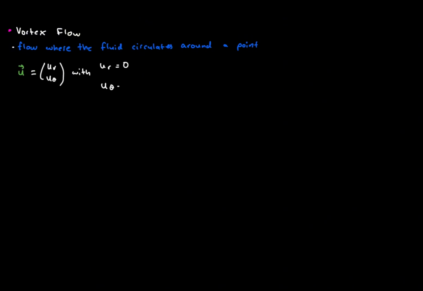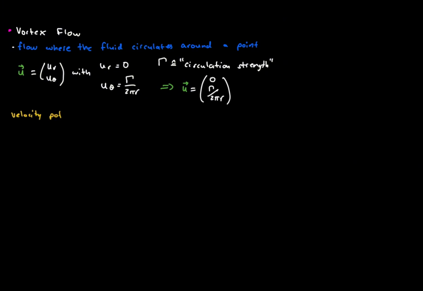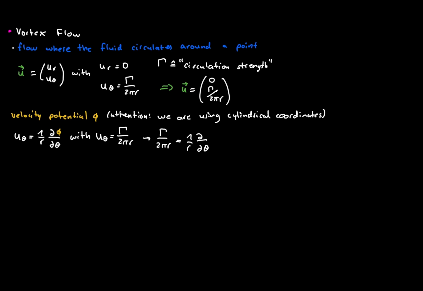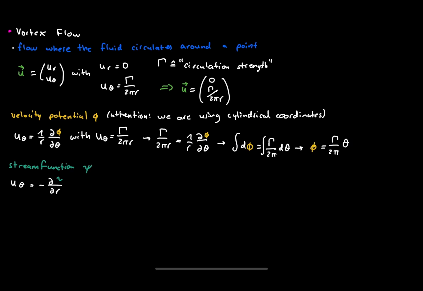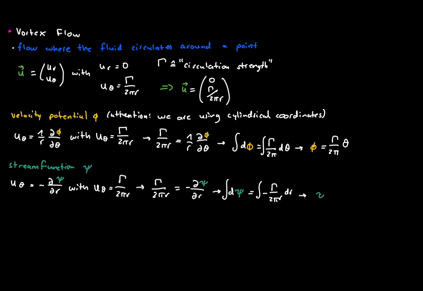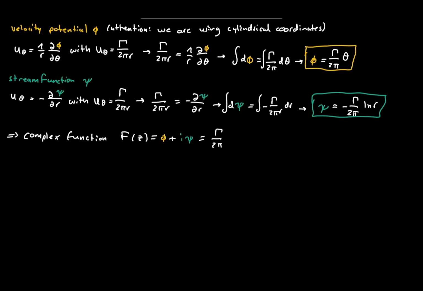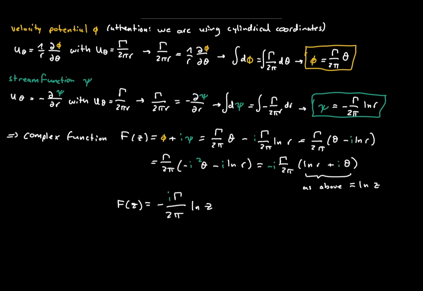Now we look at vortex flow. In a vortex, the fluid moves in circles around a point. The tangential velocity is gamma over 2 pi r, and the radial velocity is 0. So again, the velocity decreases with 1 over r, but now the motion is purely rotational. The potential is minus gamma over 2 pi times theta. The stream function is gamma over 2 pi times log of r, and the complex potential is minus i times gamma over 2 pi times log of z.